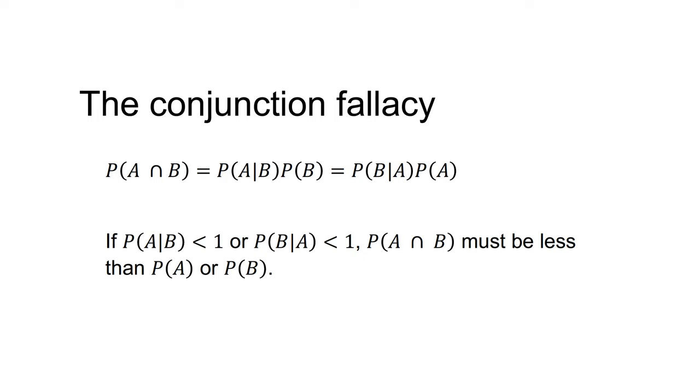To understand why this is an error, recall that the probability of the conjunction of two outcomes is as follows. The probability of A and B equals the probability of A given B times the probability of B, which equals the probability of B given A times the probability of A. If the probability of A given B is less than 1, and the probability of B given A is less than 1, the probability of A and B must be less than the probability of A or the probability of B.